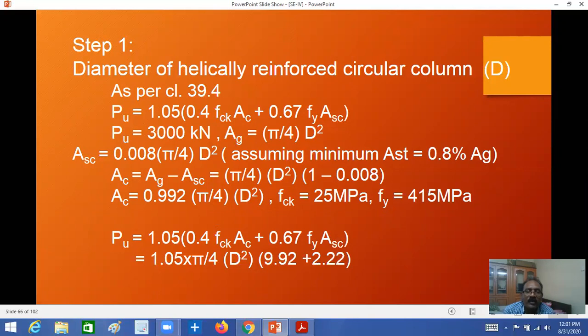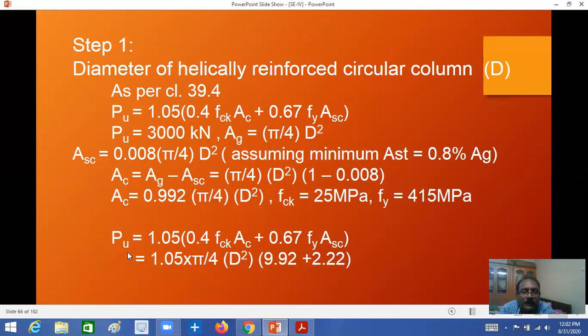Now the area of concrete: we get the total cross-section area of the column minus the area of steel. So here you take the common pi by 4 d squared (1 minus 0.008). This is the minimum reinforcement we are going to provide; we will check. This is the limit state method. Now the area of concrete you will get is Ag minus Asc. Now Ac equals 0.992 pi by 4 d squared, fck is 25 MPa and fy equals 415 MPa.